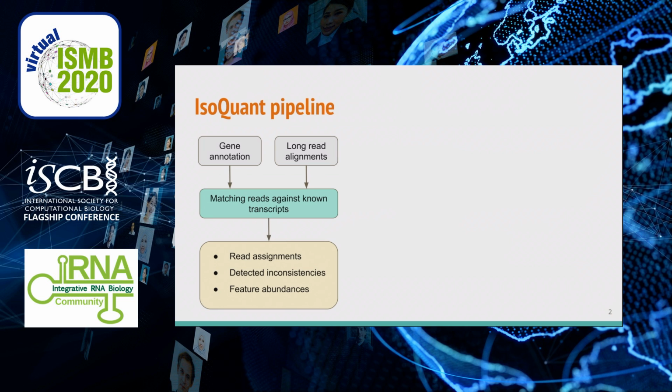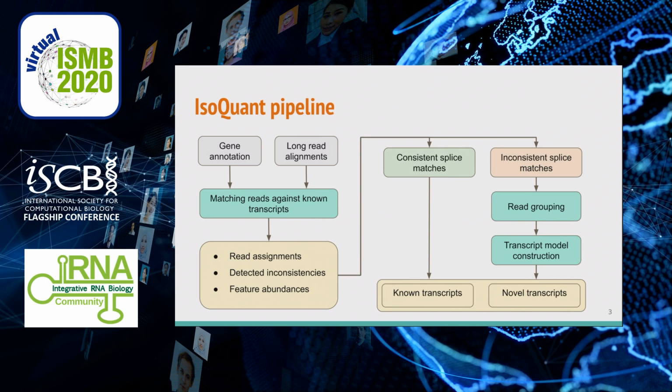We further split reads into two different categories: consistent splice matches, which most likely represent known transcripts, and inconsistent matches, which represent novel transcripts or intron retention events. We group those reads by their inconsistency type and try to create a novel transcript model. Some of the algorithmic details you may find in the poster itself.